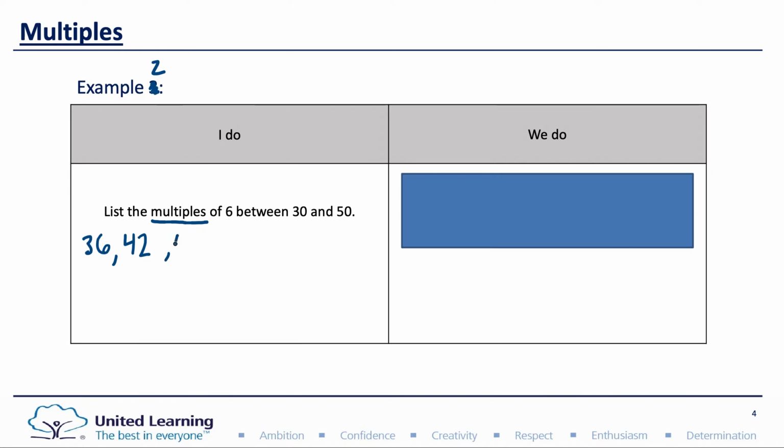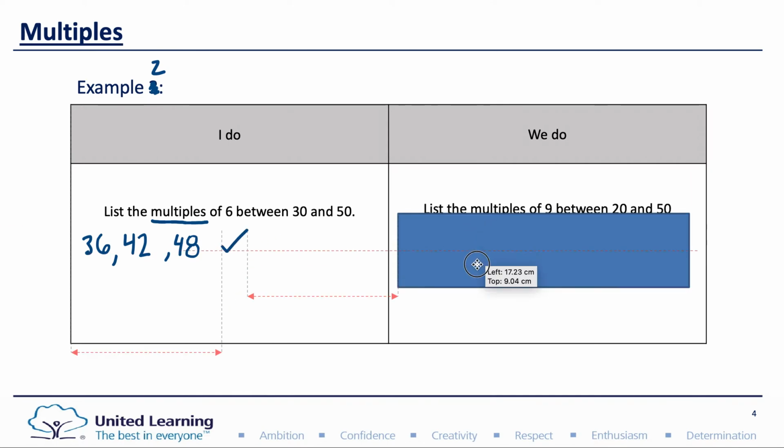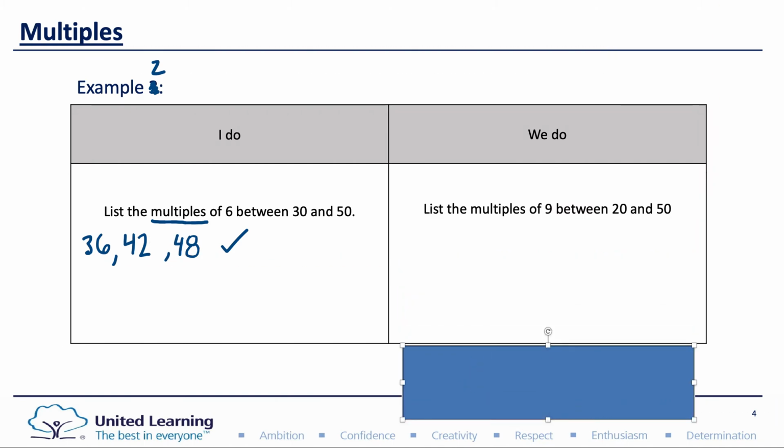6 times 8, which is 48. Now notice that when I go to 6 times 9, I should be getting 54, but that's beyond 50. So those are my only solutions. Can you pause the video and give this one a go, please?